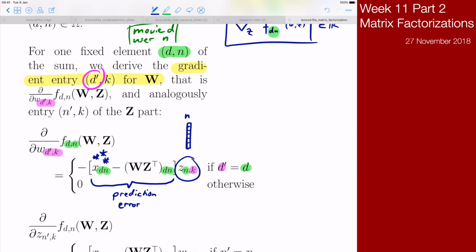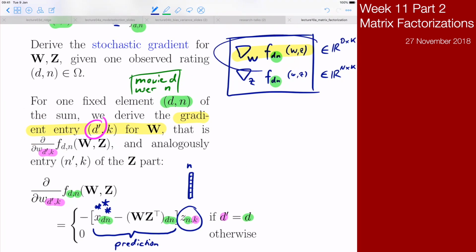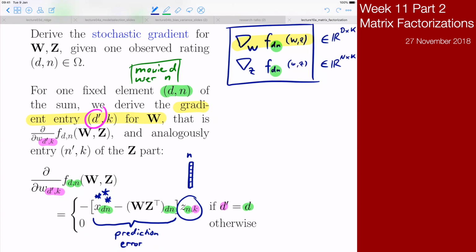Okay, and it also turns out that if it's not the case, if I ask what's my gradient entry here, what's that entry for a row which was not my choice of dn, then the derivative is actually 0. Because the prediction for the d's movie does not depend on the d prime's row of my parameters, so they don't influence each other. The derivative is 0. That's why you have these two cases.